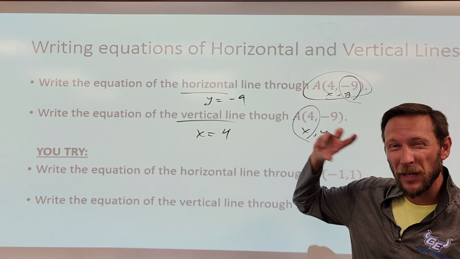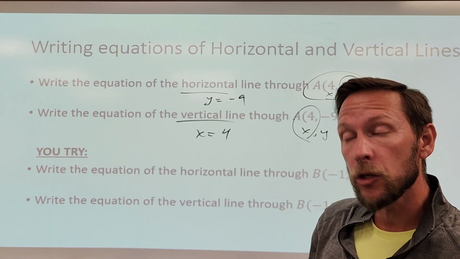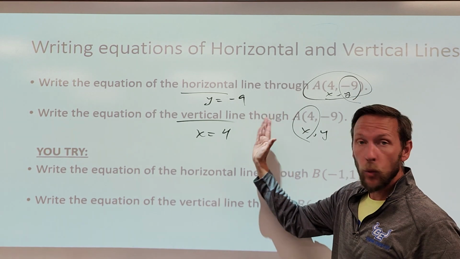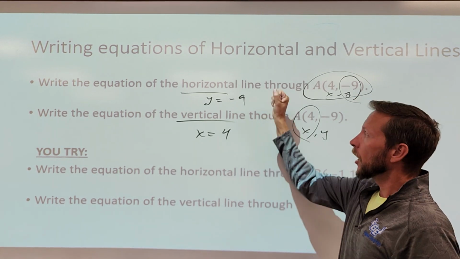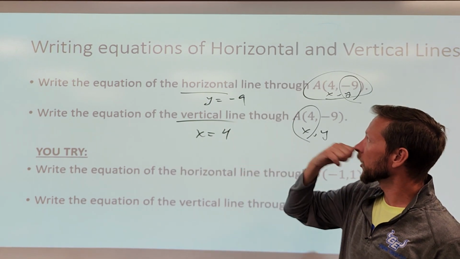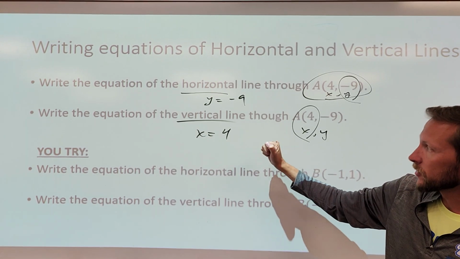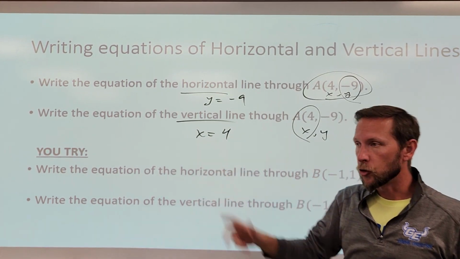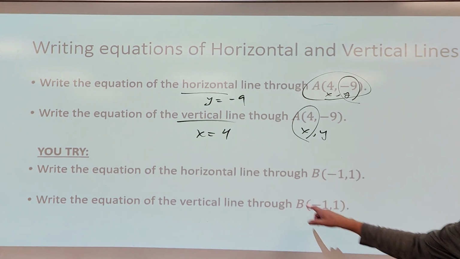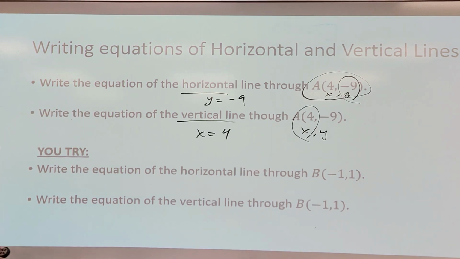So if that's something that I haven't communicated well or well enough for you, let me know. If your Algebra 1 teacher didn't communicate that well or well enough for you, then let me know. You may need to make a flashcard just to remind yourself that the horizontal line has 0 slope and it's y equals, and that a vertical line has an undefined slope and it's x equals. There's a little mnemonic with that we can talk about in class. But I want for you to try these two. Write the equation of the horizontal line that passes through point B. Write the equation of the vertical line that passes through point B.